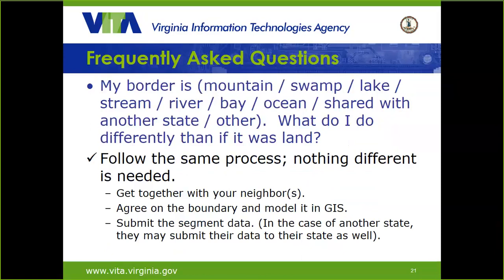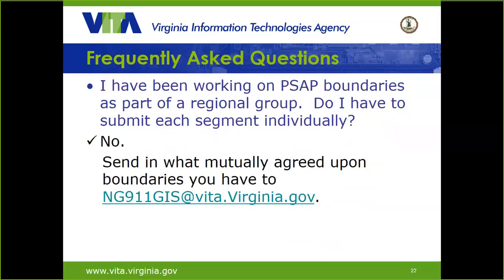Something else was, yeah. I've been working on PSAP boundaries as part of a regional group. Do I have to submit each segment individually? We know that there are some regions that have been working on this. If you already have a good data set, or if you've been working on these with your neighbors and really haven't put it into the model that we've provided, but you mutually agree on them, don't feel like you have to copy that data over into the schema we've provided and send that in. If you've agreed to it, send in what you have, and we'll ingest that into our process. So if you've done a lot of work on this already, we don't want you to redo that work. So just send us what you have.